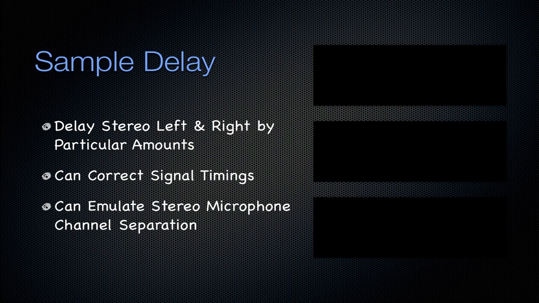Like I said, delay left and right by particular amounts. You can correct signal timings, and you can emulate stereo microphone channel separation. What does this mean? You can have multiple microphones recording an amplifier or a signal. The signal is going to reach those microphones at different timings. So you can emulate that with a sample delay. Hopefully that makes sense.